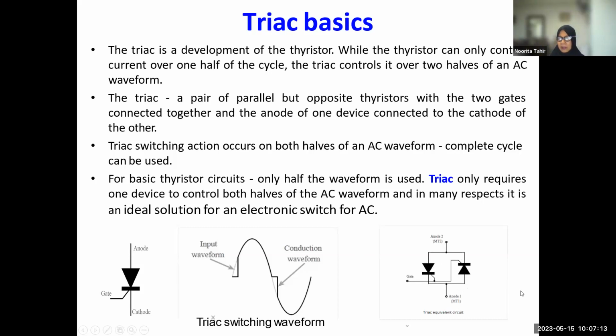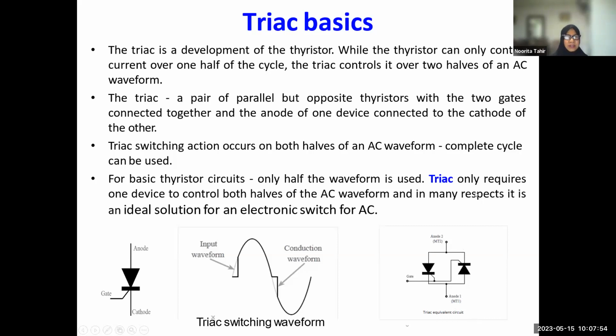So there is a gate which acts as a trigger for triac. The purpose is to turn on the device. In addition to this, the other terminals are both called anode. Dia ada anode 2 dan anode 1, here. Main terminal, MT ni main terminal 1, main terminal 2, which is anode 1 and anode 2. So when we use triacs, both MT1 and MT2 will have very similar property.